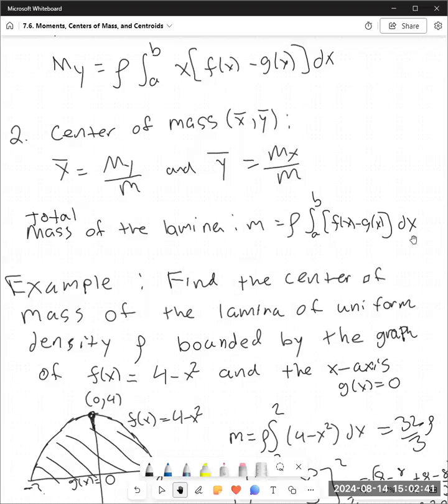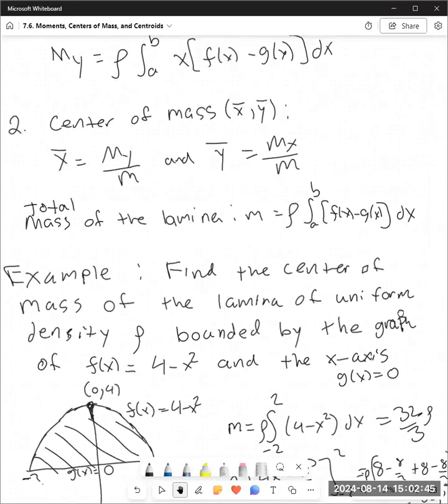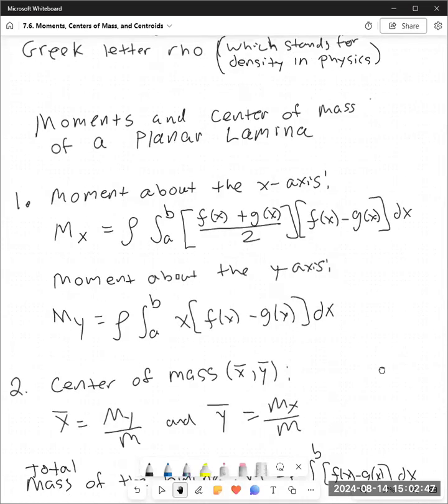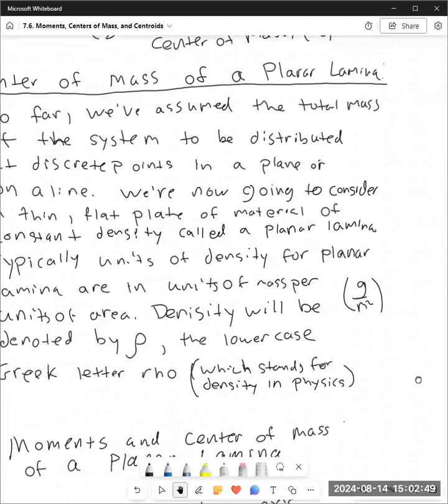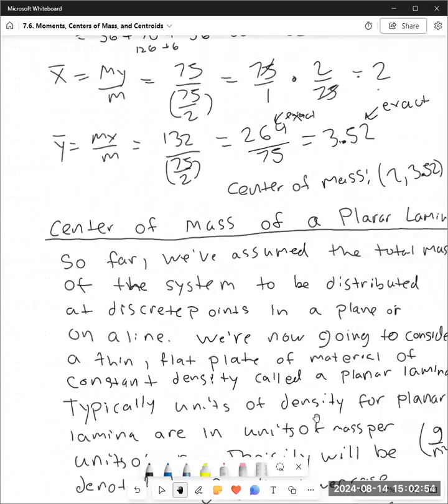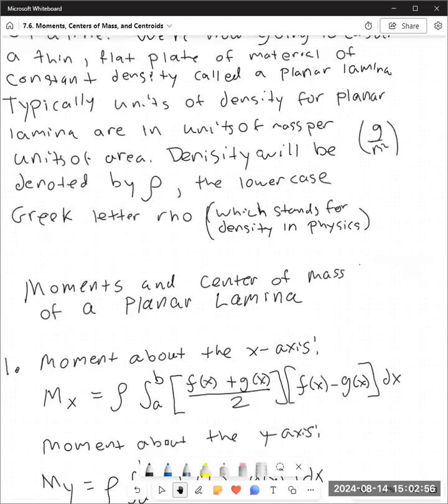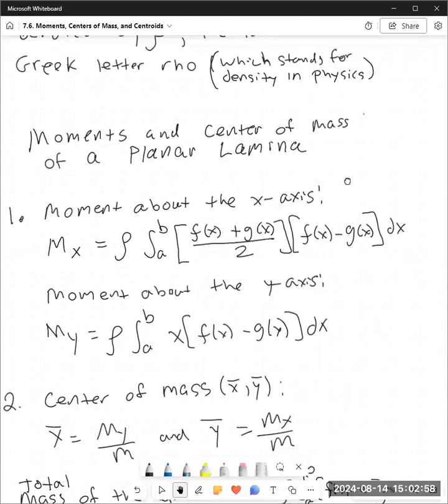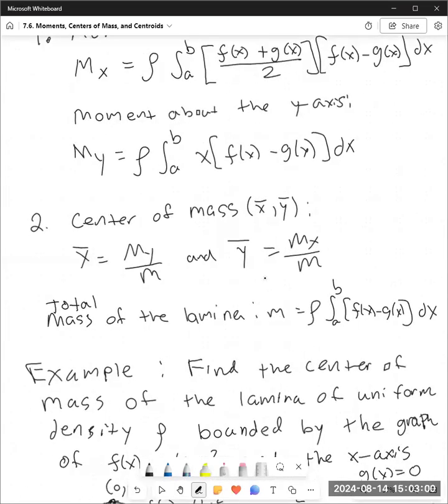So let's go ahead, and I think this is example 3. Let me make sure. It's either example 3 or 4. Yeah, it's 3. This is going to be my last example here. This is example 3.